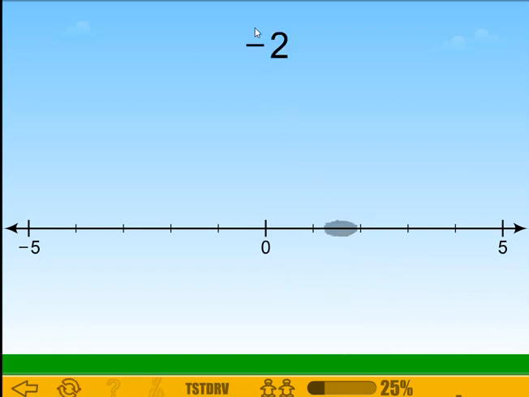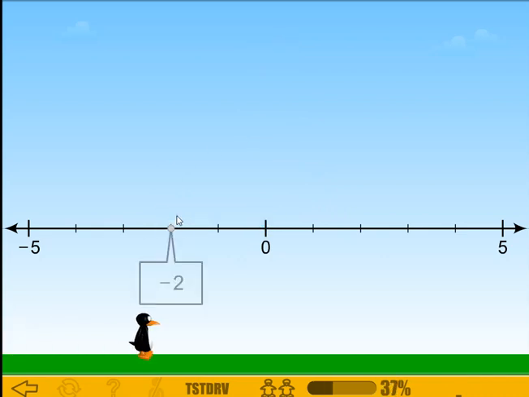Okay, but what about negative 2? Well, if this is positive 2, and this is 1, and this is 0, then this is negative 1 and negative 2. It's the same thing as the thermometer, but horizontal. 2, negative, flip, there we go.